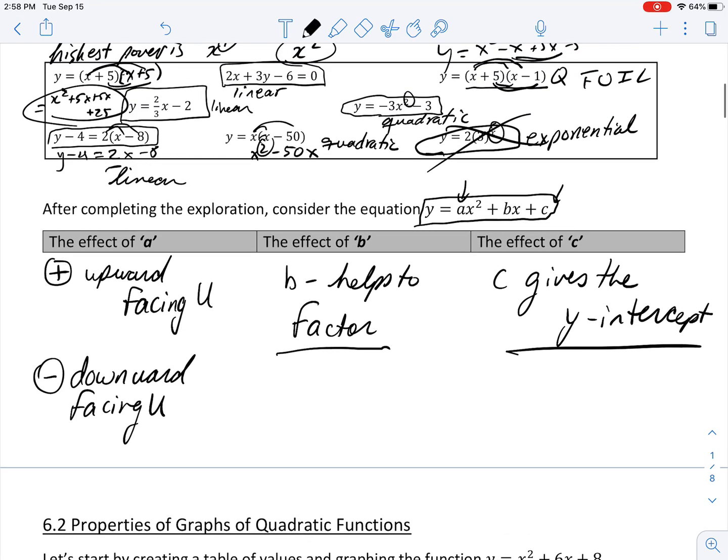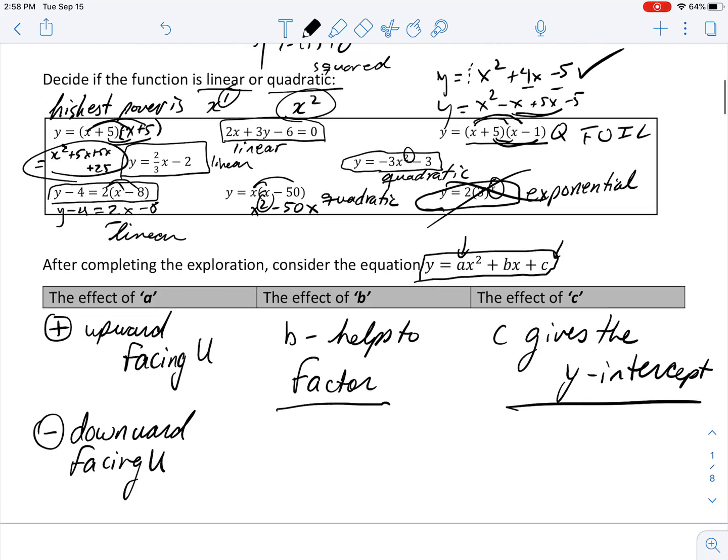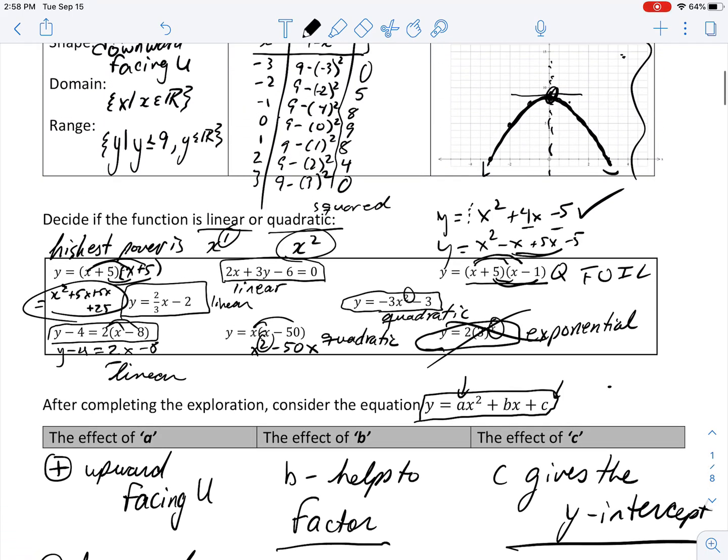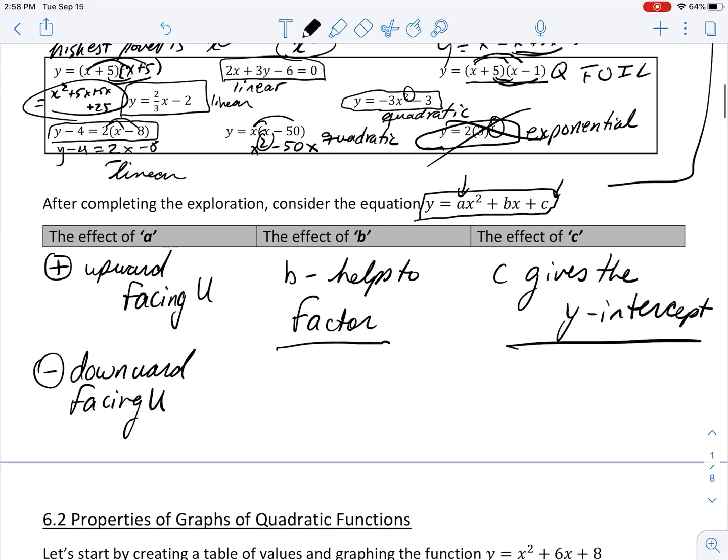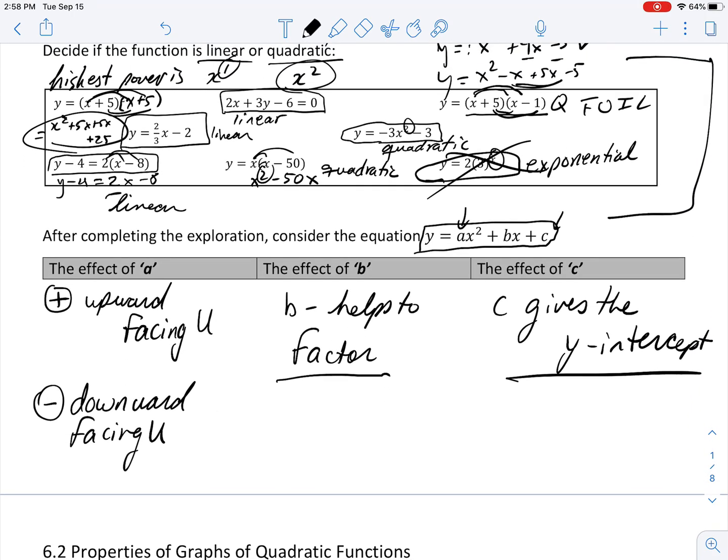So there's just a little introduction into what is a quadratic function, like what does the equation look like, what does the graph look like, and A, B, and C when it's written in this form.